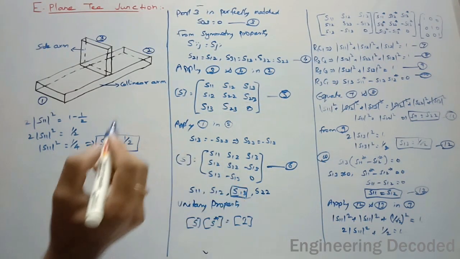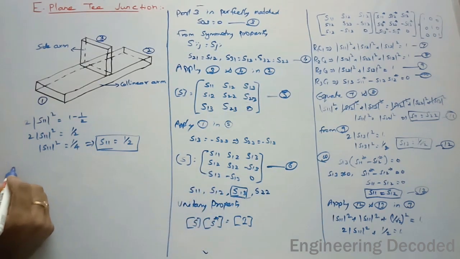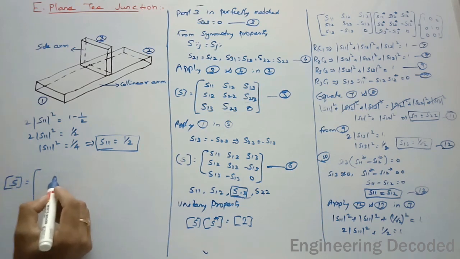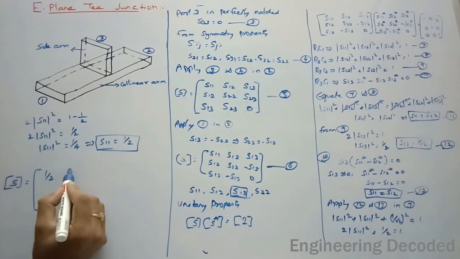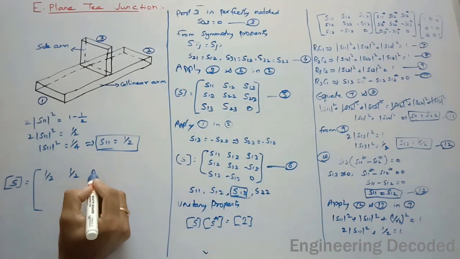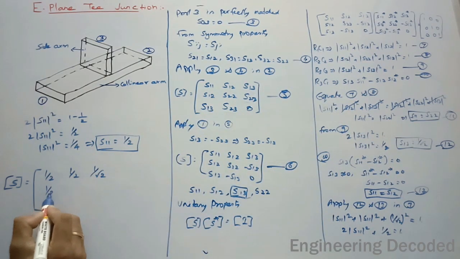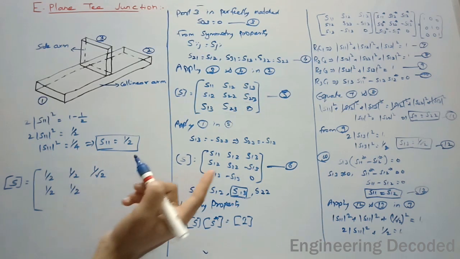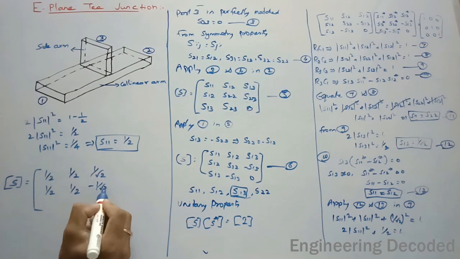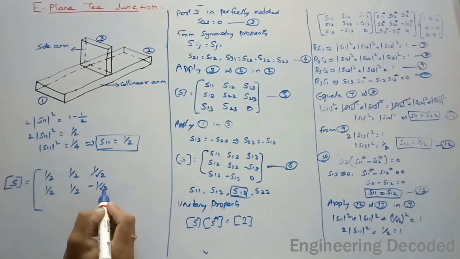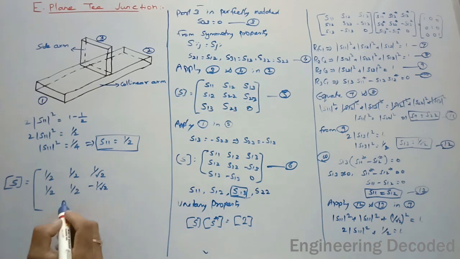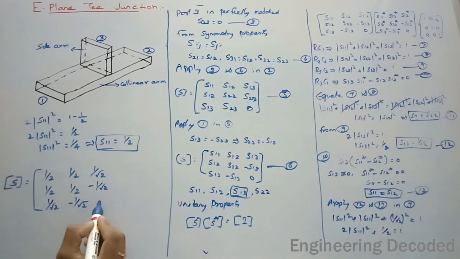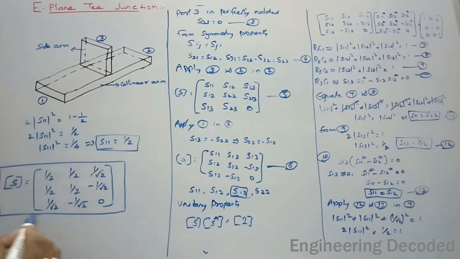We can just substitute it in equation 6. So our final scattering matrix S is equal to S11, which is 1 by 2, S12, it is also 1 by 2, S13 is 1 by root 2. S12, 1 by 2. S22, 1 by 2. Minus S13, so minus 1 by root 2. Then S13, 1 by root 2. Minus S13, minus 1 by root 2. S33 is 0. So this is the scattering matrix of an E plane T.